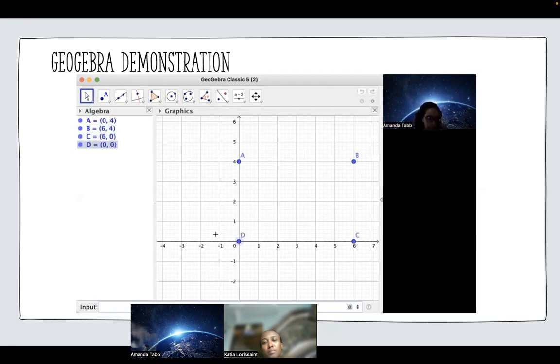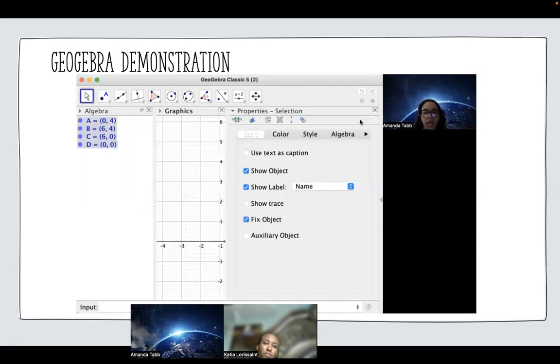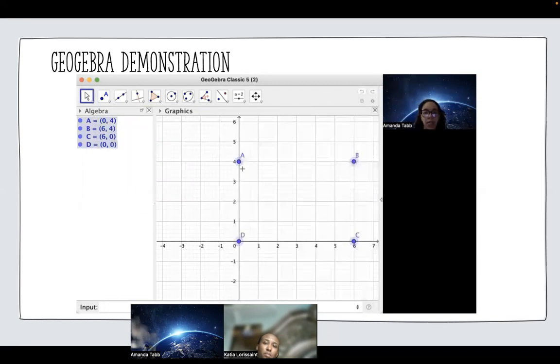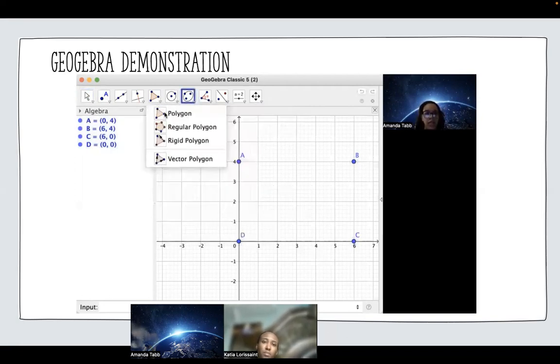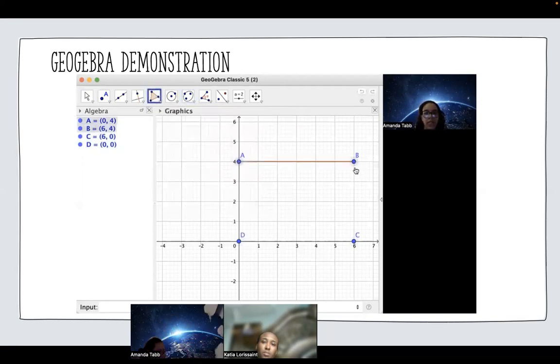Then to fix the location of these points, we're going to highlight them, go to object properties, and check fix object so they do not move. So now they can't move. Now we're going to make a polygon of ABCD. You're going to click your polygon tool over here, and then click A, B, C, D, and back to A in that order. So now we have our polygon here.